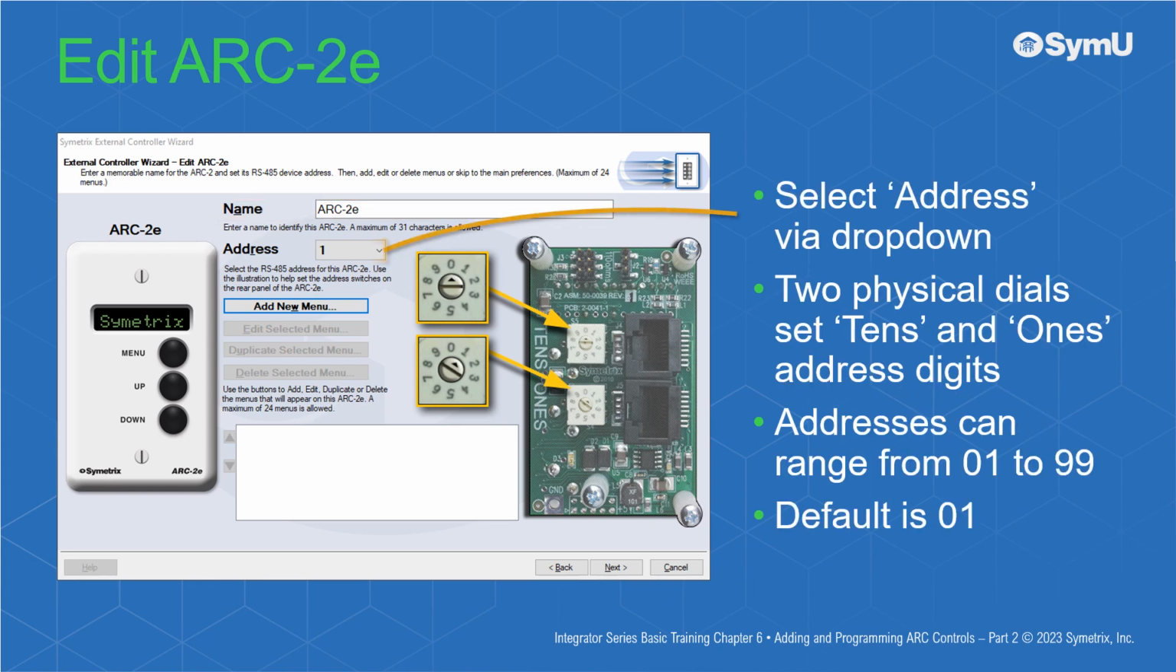Select the physical address of the ARC-2e via the drop-down menu. On the rear of the device, there are dials that set both the 1s and 10s for the 2-digit address from 01 to 99, with the default of 01 seen on the slide.